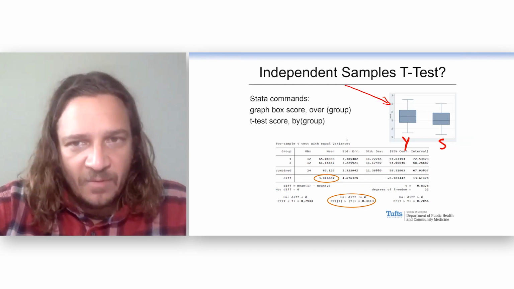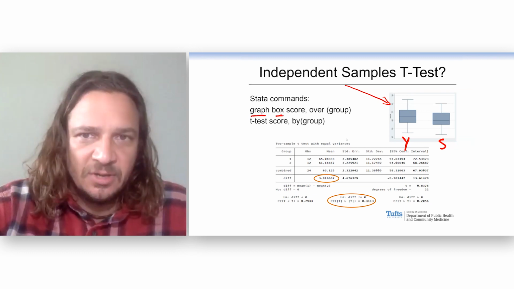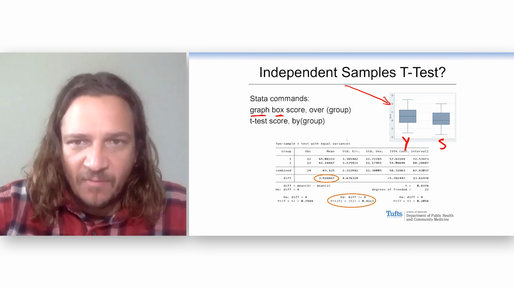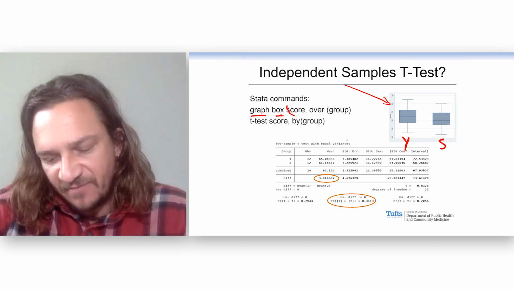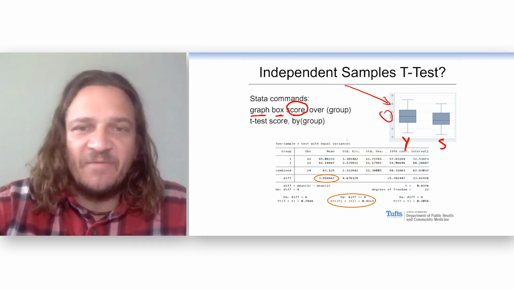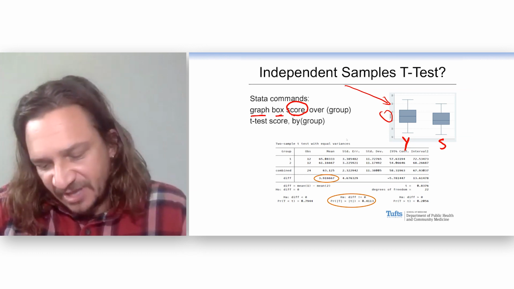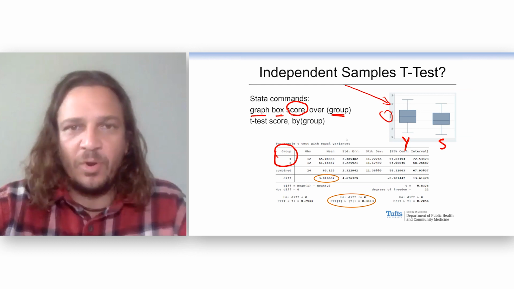Now in Stata, if you want to make these box plots, you can run the command graph box, and then put your outcome or your dependent or the y variable, the variable you're going to make the mean for here, that's score. You can see score right here. And then the variable that defines the 2 groups, and I called that variable group right here. And you can see group. I have group 1 and group 2.